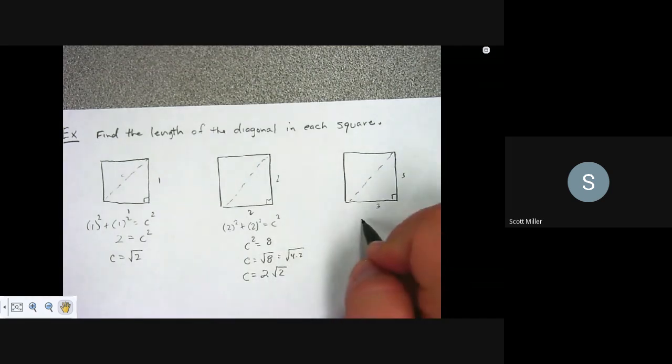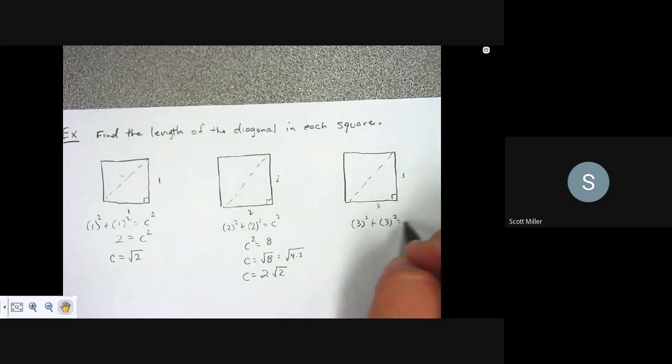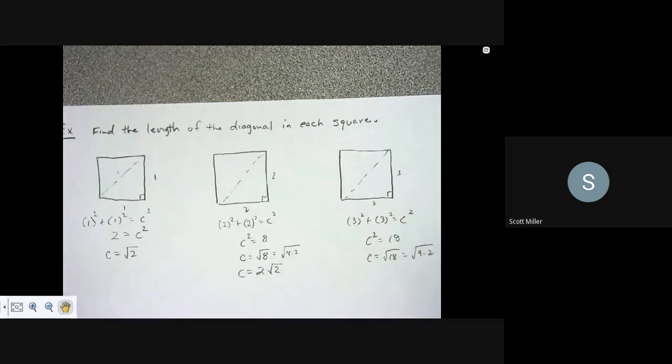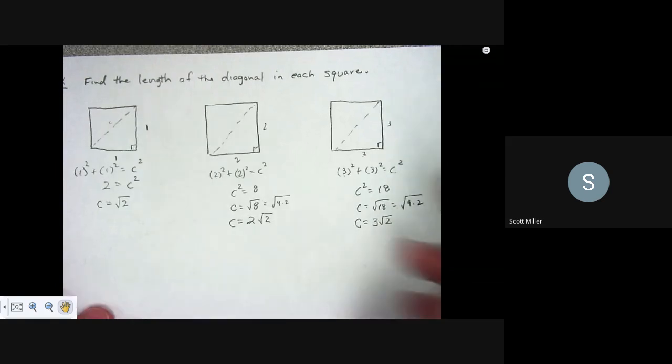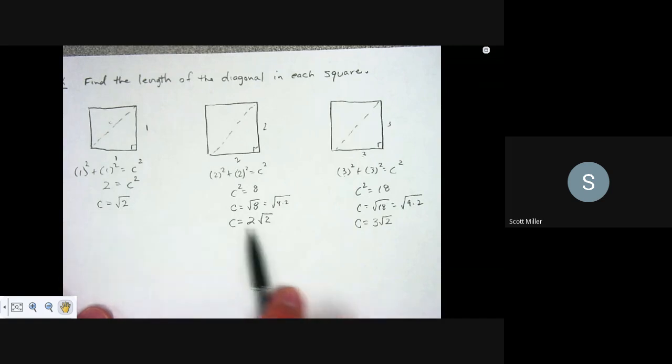Okay, move on to the next one. We got 3 squared plus 3 squared is C squared. So C squared is equal to 9 plus 9, 18. And so C is the square root of 18, but that is 9 times 2. And so C then is equal to the square root of 9, which is 3, times the square root of 2.